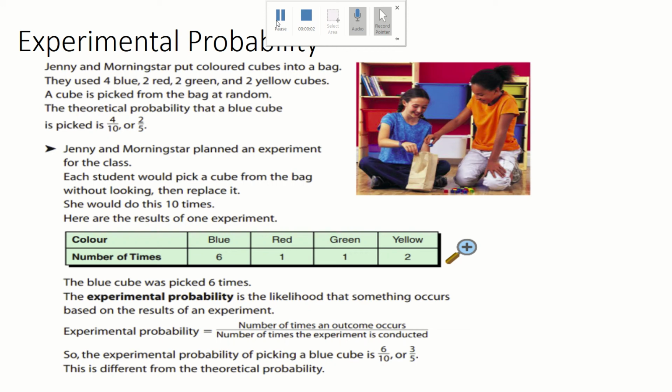Well, grade sixes, we have done it. Let's give ourselves a round of applause. Today marks the last lesson of the year on experimental probability.